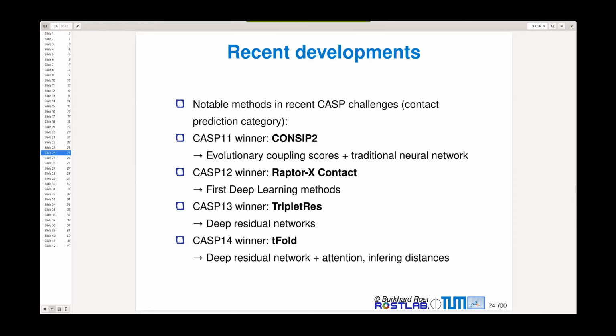So this is kind of the stepping stone I also explained to you in the deep learning section. And then recently in CASP 14, we had TFold as the winner. By the way, closely followed by trRosetta. That's still very competitive in this category. And they also use deep residual networks plus some attention on top of that. And they're also inferring distances instead of contacts. So this is also kind of becoming the standard in the field. Very few people are actually going for contact maps in this day and age. Most people are going for distance probability distributions because they're just working so much better.